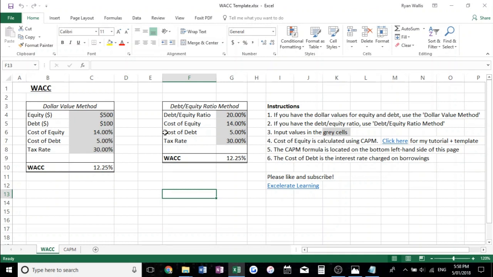So today I've got the template here for you which you can download and use yourself, and I'm also going to run through a little tutorial as well for you so you can understand what's going on here.